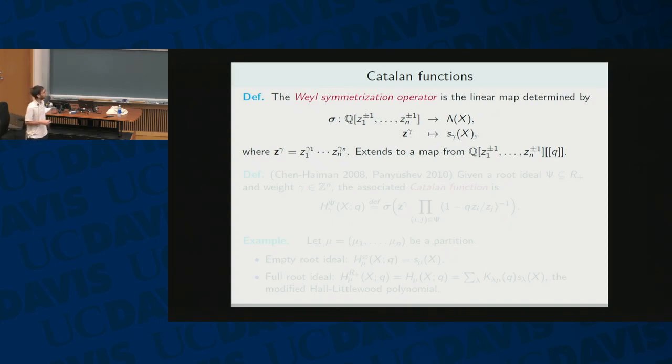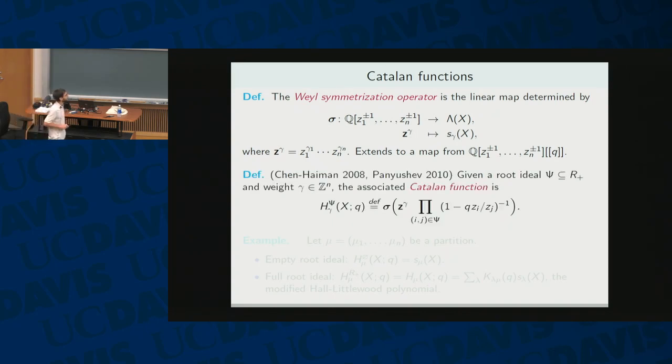This is kind of just a bookkeeping device here. And we define the corresponding Catalan function to be the Weil symmetrization of z to the gamma times this product of 1 minus q zi over zj. We need to interpret this by expanding these as geometric series, 1 plus q zi over zj plus q squared zi squared over zj squared, and so on. That's going to give us an infinite series, but it's not hard to show that only finitely many terms will survive once you do this Schur function straightening, and you'll get an honest symmetric function out.